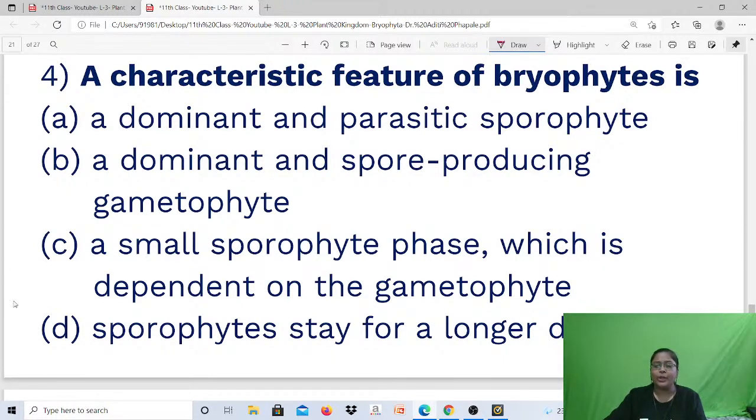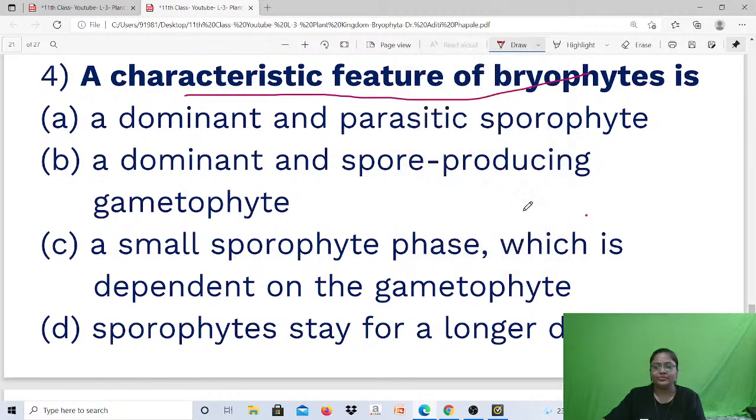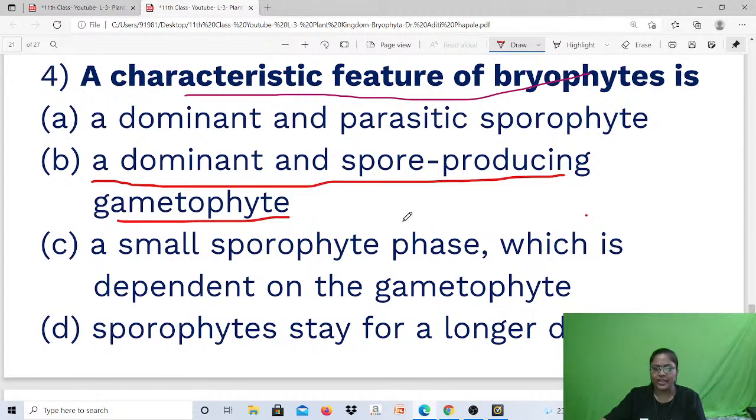Next, a characteristic feature of bryophytes is a dominant and parasitic sporophyte, a dominant and spore producing gametophyte, or a small sporophyte phase which is dependent on the gametophyte, where the sporophyte stays for a longer duration. The answer is a dominant and spore producing gametophyte. It was told at the start about bryophytes. This is the characteristic feature: the gametophyte is dominant.